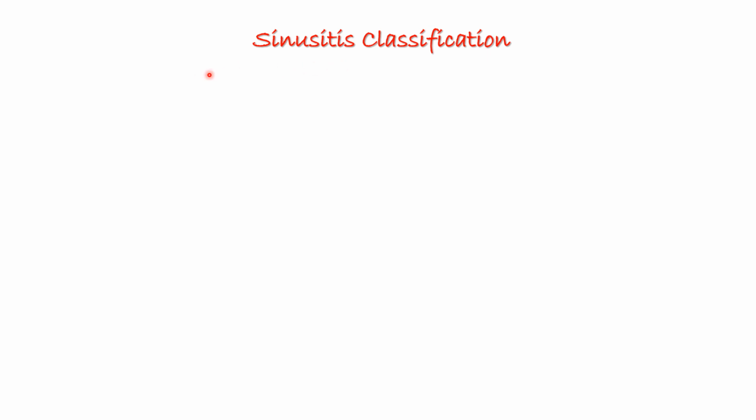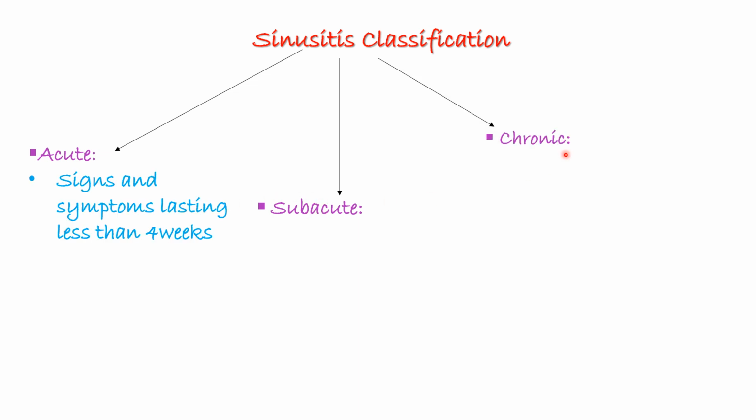Just from the name, rhino means nose, sinusitis means sinuses. So this is the inflammation of the sinuses and can also lead to inflammation of the nose just because they are in close proximity. For the classification of sinusitis, we have acute sinusitis, we have subacute, and we have chronic.